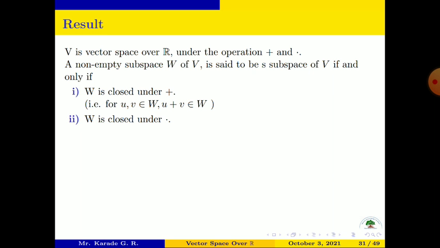Second, W must be closed under scalar multiplication. That is, for any vector U in W and any scalar P in R, the product P into U, means P is a scalar, U is a vector, P into U must be again in W.